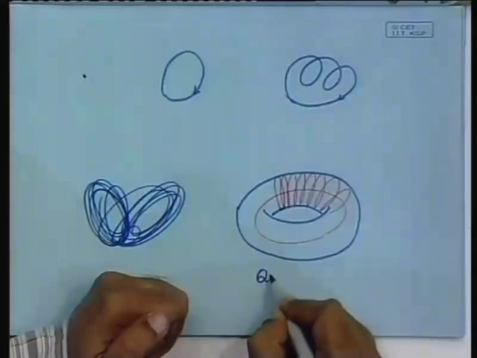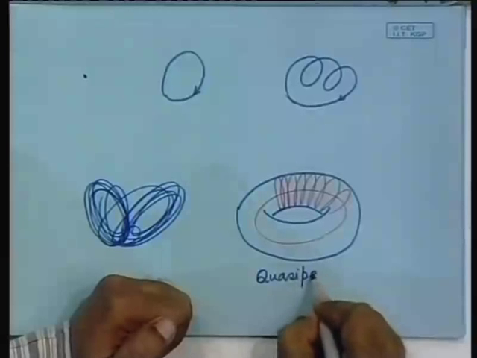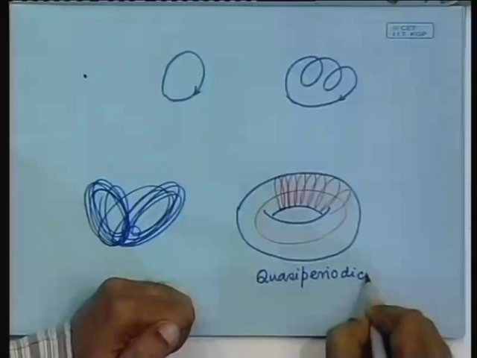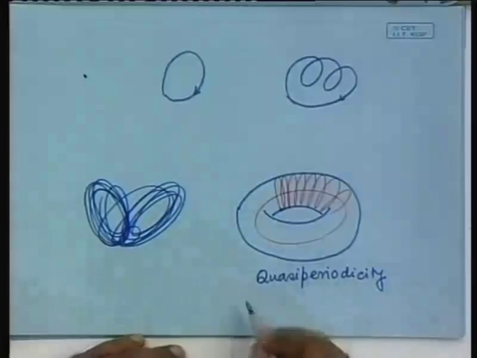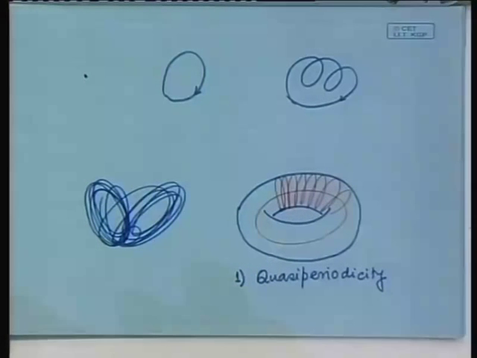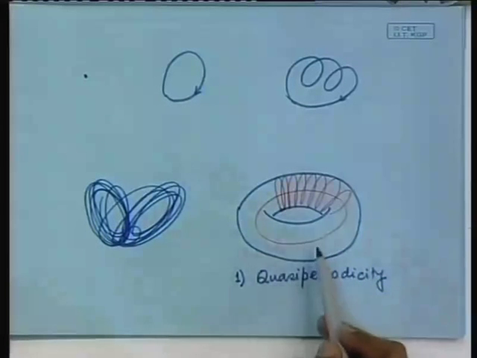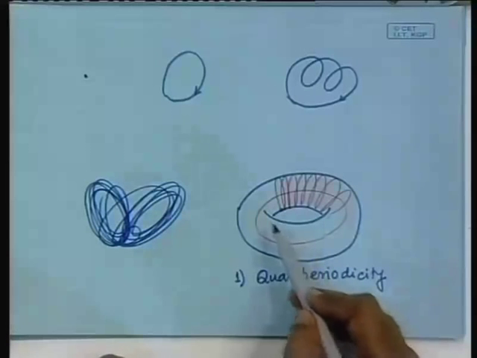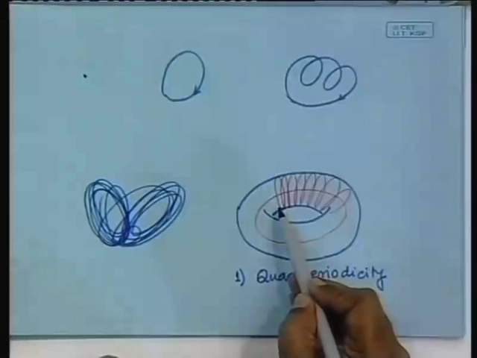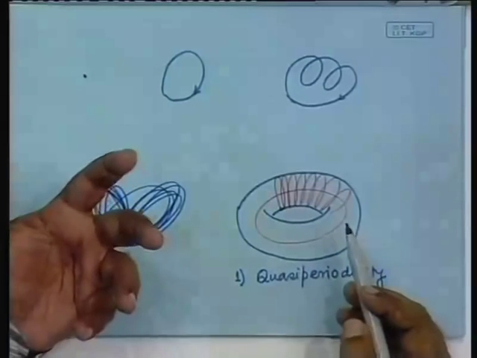Such behaviors, that means dynamics on torus, can be of two types. One, if the two frequencies are incommensurate, then the same state never repeats, and this behavior is called quasi periodicity. However, if they are commensurate, then what happens? Then the same state comes and repeats itself, so that it will become actually a periodic orbit.